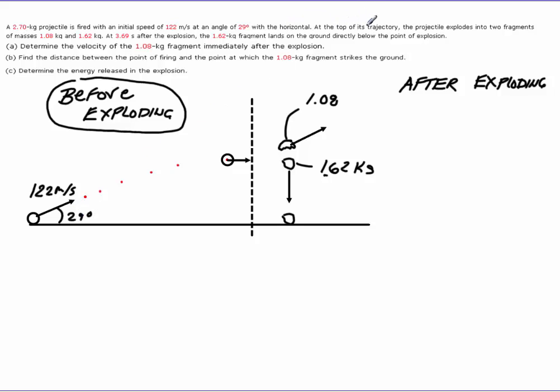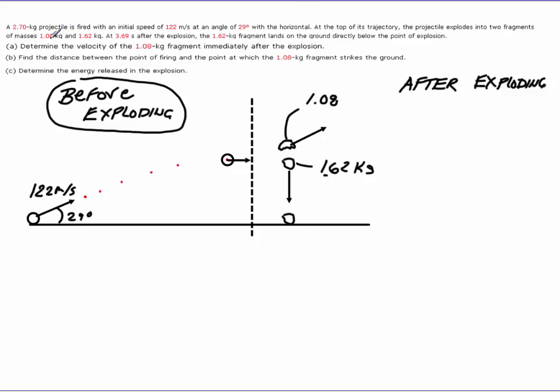At the top of the trajectory, the projectile explodes into two fragments of masses 1.08 and 1.62. So here I've shown the two masses. At 3.69 seconds after the explosion, the 1.62 fragment lands on the ground, as shown here.